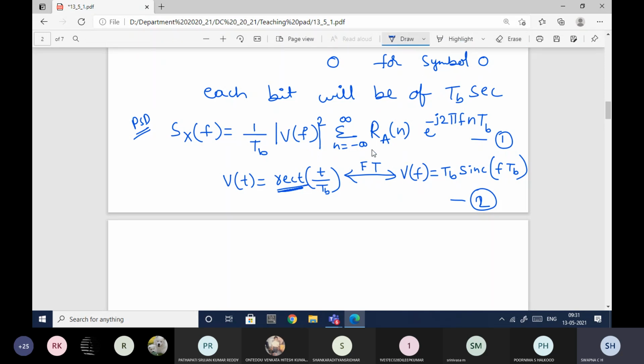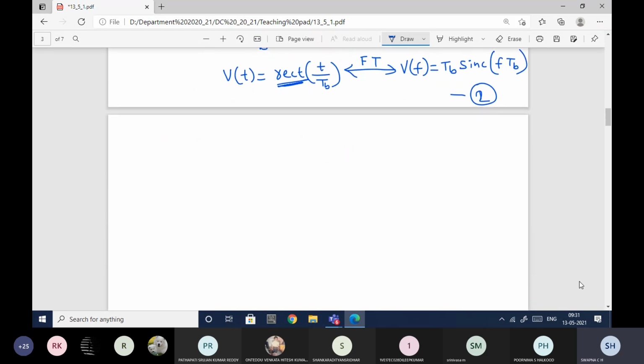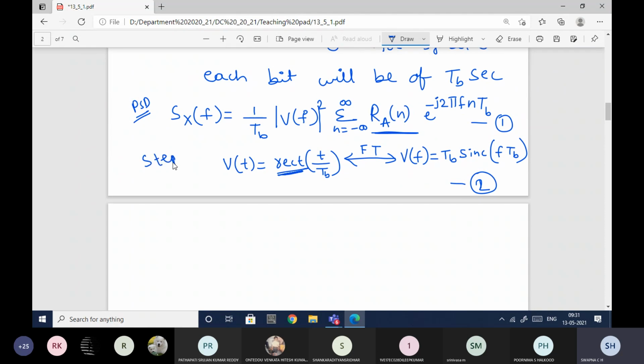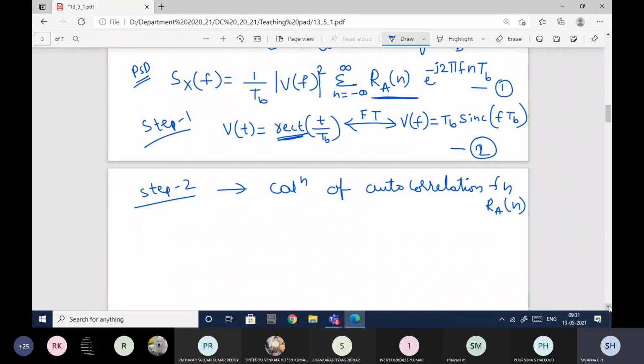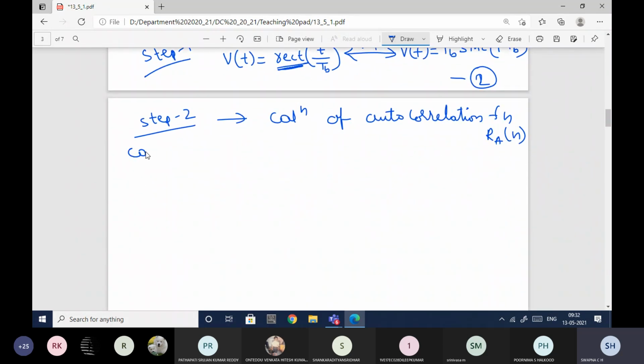Now next I need to find the autocorrelation function RA of n. In order to find this, I will take two different cases. This is step 1, next step 2, the calculation of the autocorrelation function RA of n. In case 1, I'll just consider n is equal to 0.